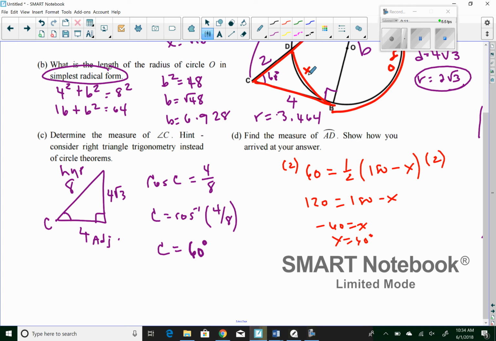So I know this arc DB is 60. I don't want arc DB, I want arc AD. Well, arc AD is the supplement of 60 because they together make a semicircle, so it'd be 120.